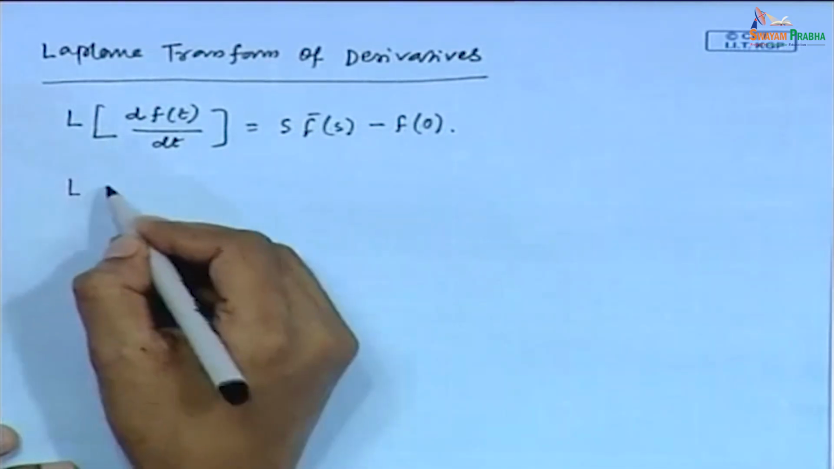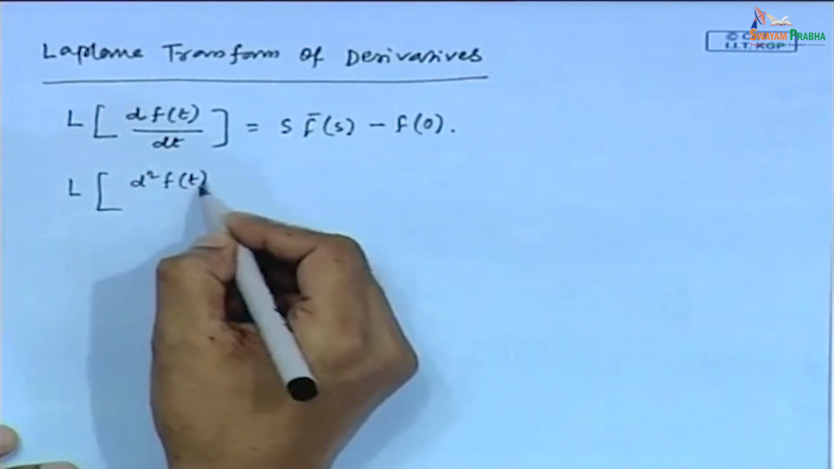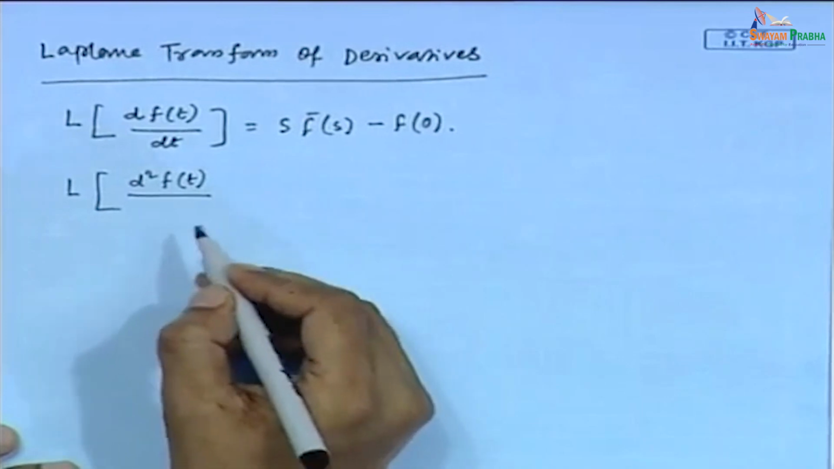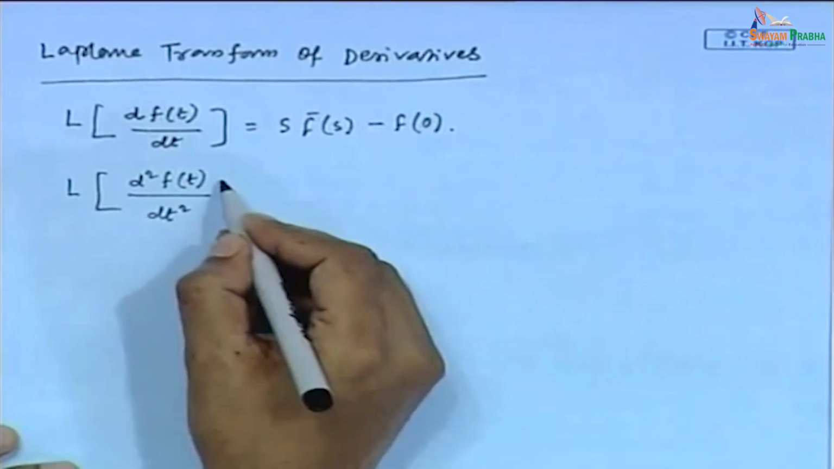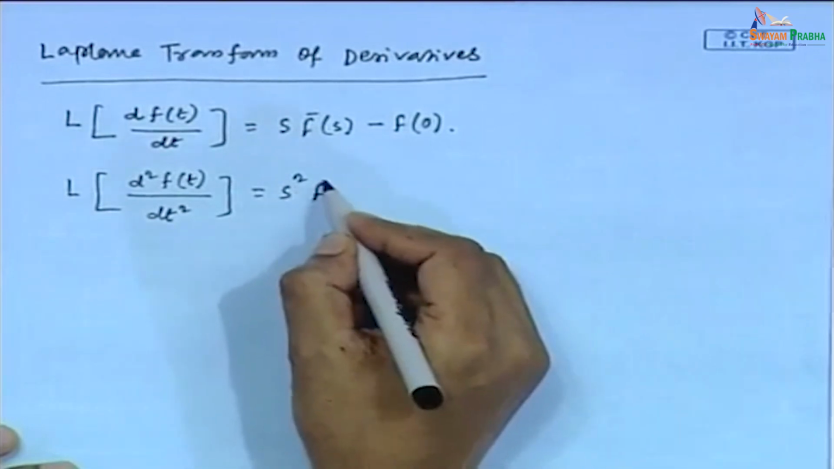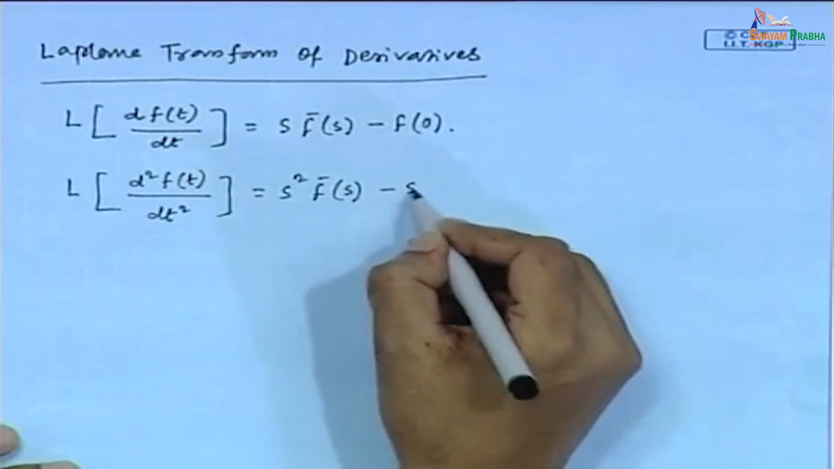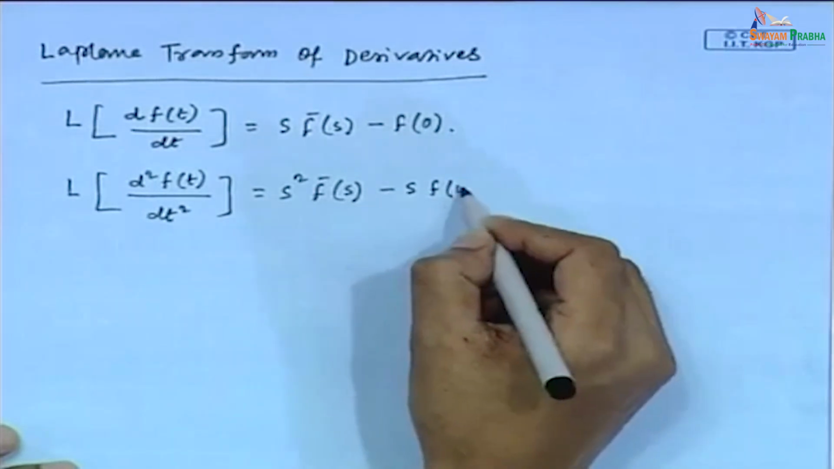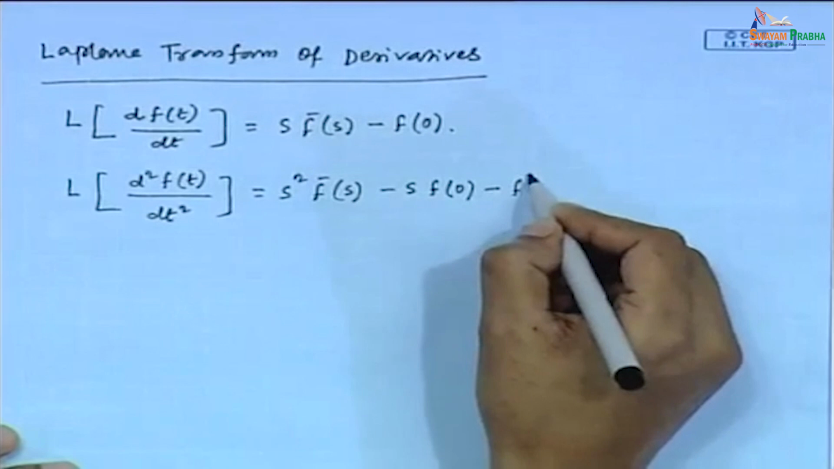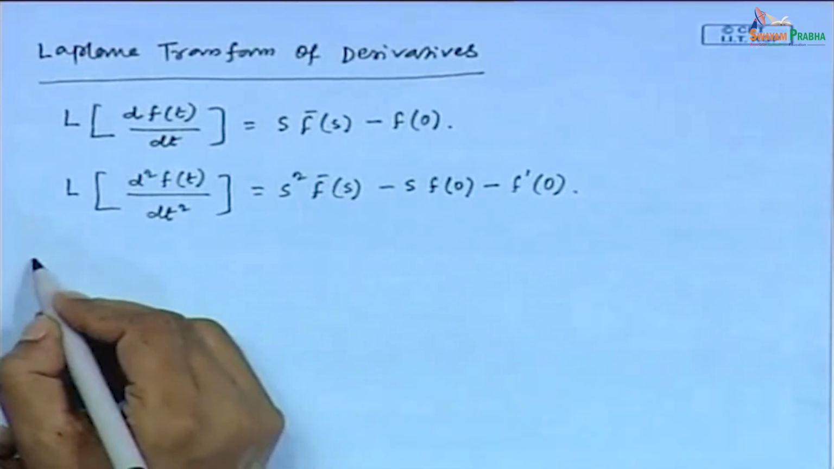Similarly, if we consider second order equation d2f(t)/dt square, we get s square F bar(s) minus s f naught minus first derivative of f naught. This is for the second order equation.